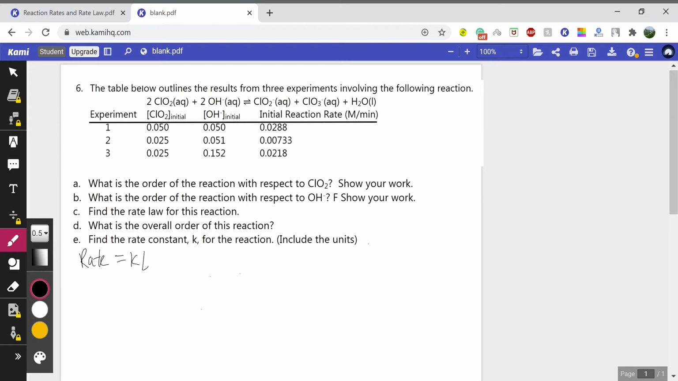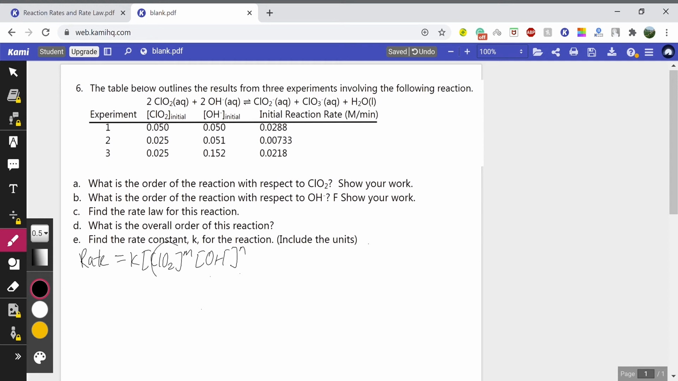So if you remember in the few videos where we talked about kinetics, the rate law is rate is equal to K times reactant 1, which is ClO2 in this case, to the mth power, times reactant 2, which is OH minus in this case, to the nth power. And the M and N are the orders of the reaction. Now, in order to find the order with respect to a reactant, we need to set a proportion.